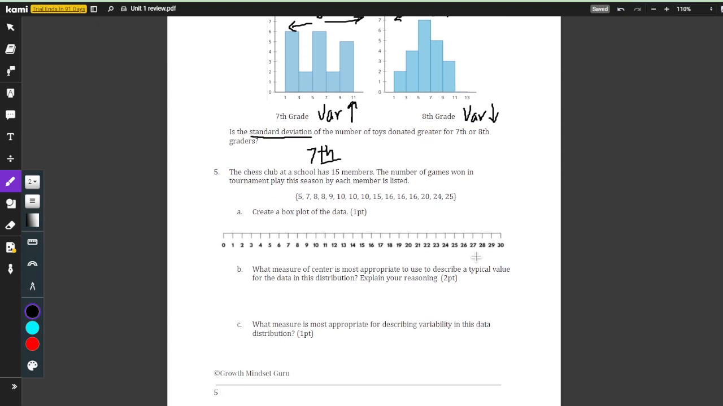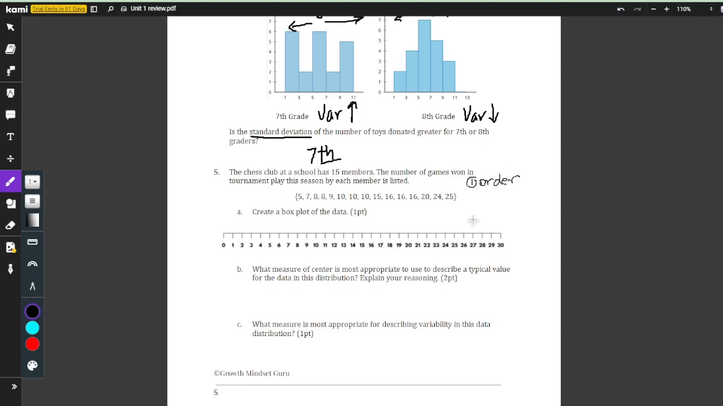Okay, now we're going to take a look at this one. I'm going to have to make my points and my line a little smaller, because we're going to have to make a box plot. It's asking us to do a box plot. First things first, is it in order? Step one. So step one is, is it in order?